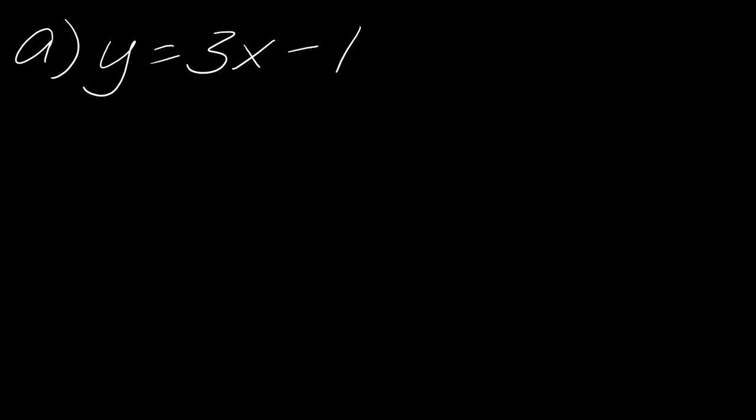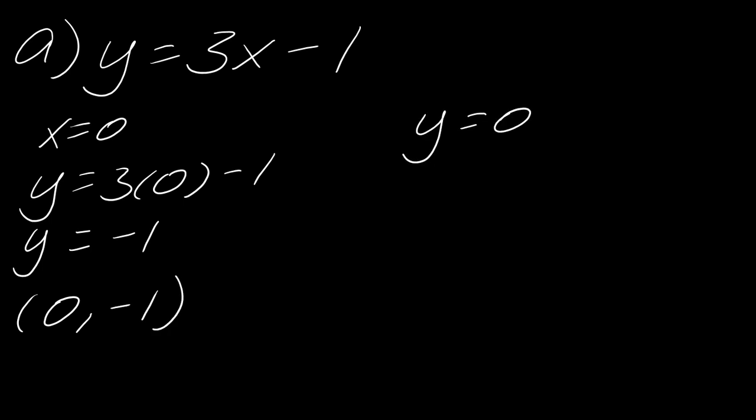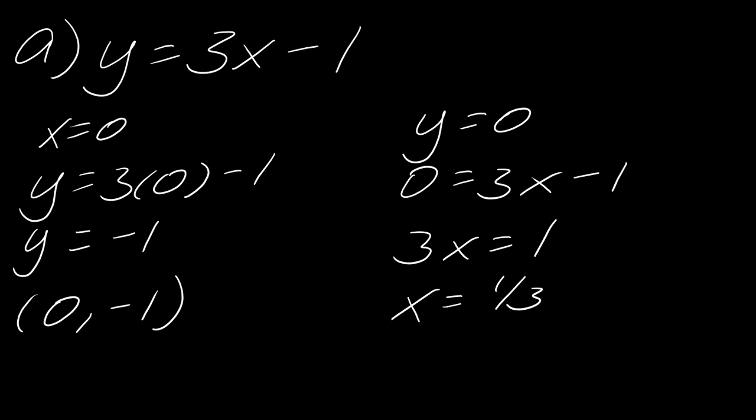So to find my intercepts, what I really do is I just say, okay, I'm going to set x equal to 0. So I get that y equals -1. So my first intercept is this point (0, -1). And then for my other intercept, now I set y equal to 0, so I have 0 equals 3x minus 1, and then I just go through the steps to solve for this. So I get 3x equals 1, x equals 1/3, so this comes out to the point (1/3, 0).